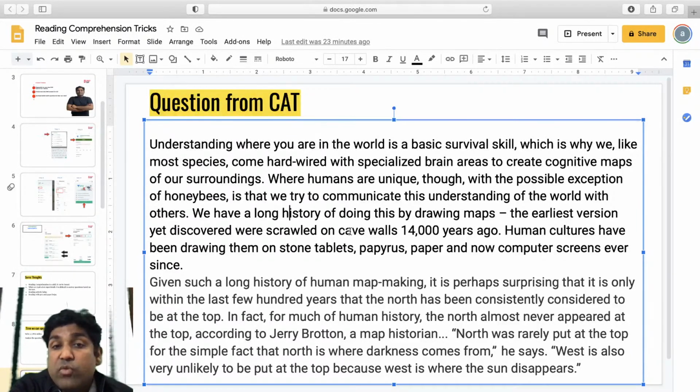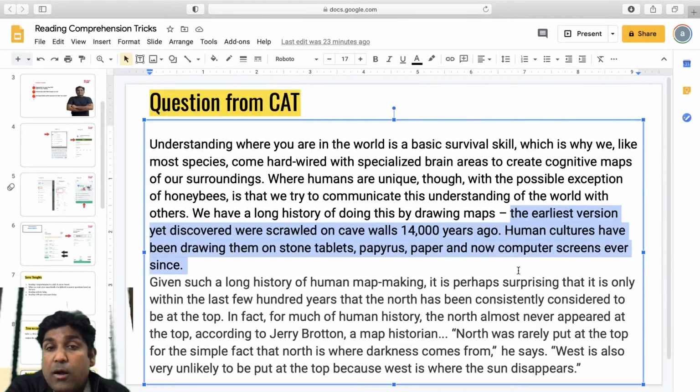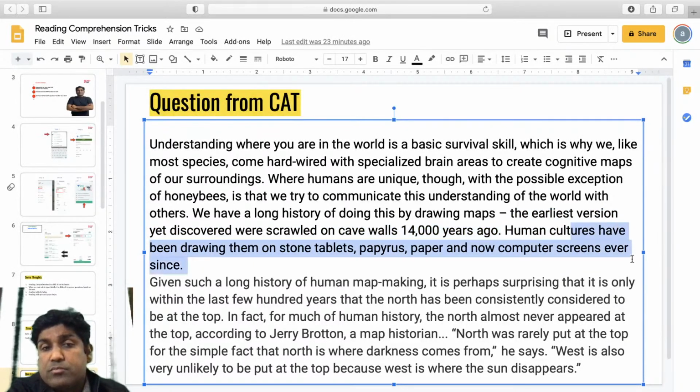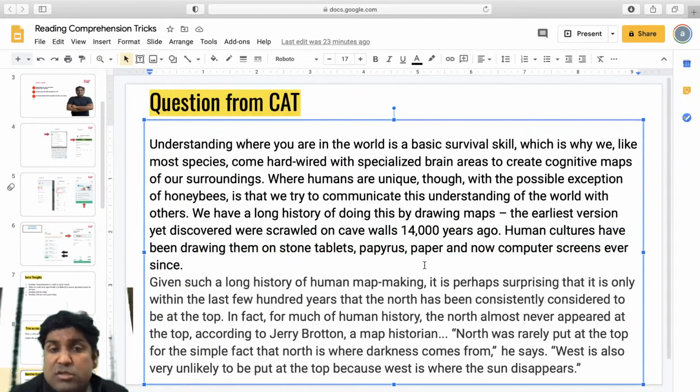We have a long history of doing this by drawing maps. The earliest version yet discovered was scrawled on cave walls 14,000 years ago. Human cultures have been drawing them on stone tablets, papyrus, paper, and now computer screens ever since.